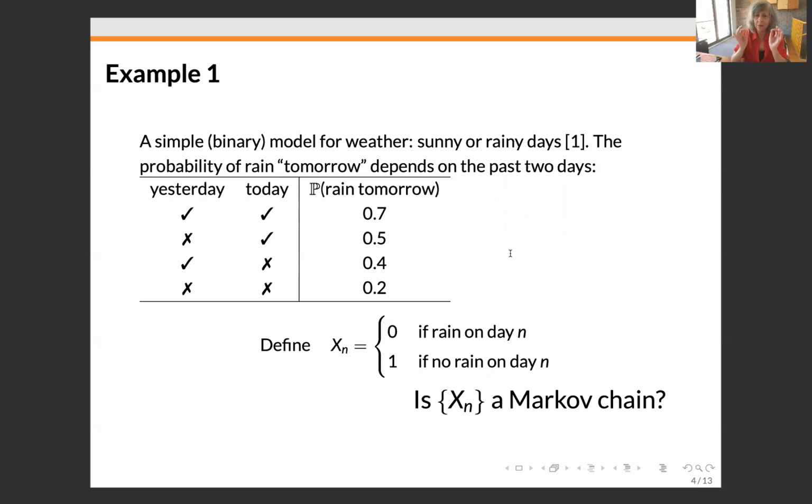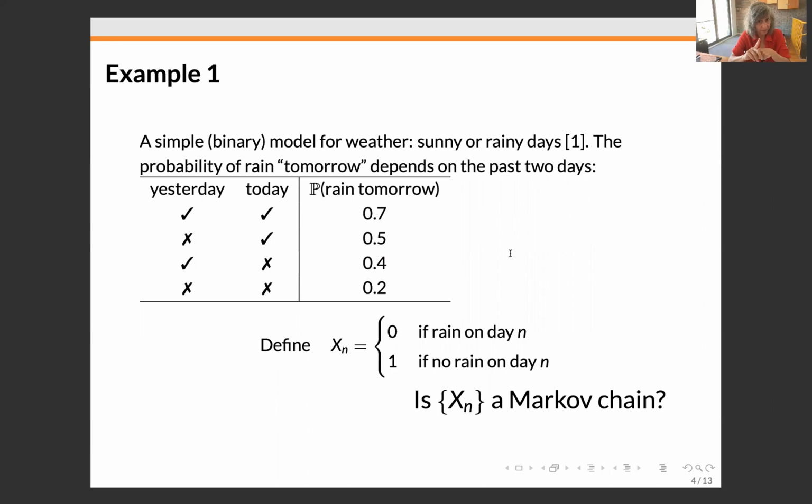So this is already given. Define the binary random variable Xn, which is 0 if it rains on day n, and 1 if there's no rain on day n. Basically it's telling you whether it's sunny or not. And so the question for you, just to reflect about it, is Xn a Markov chain? Now you can pause the video and think about it before I give you the answer. I strongly suggest you do that because I am going to give you the answer right now.